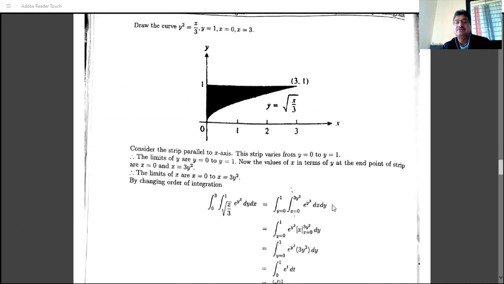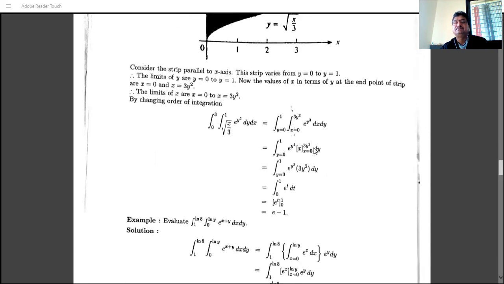X runs from what? In order to integrate with respect to x, take a strip parallel to the x-axis. Draw the strip parallel to the x-axis like this. One end touches x is equal to 0, so x is equal to 0 is the lower limit, and the other end touches the curve y is equal to root x by 3. Solving this for x, taking the square of both sides, y square is equal to x by 3, and therefore x is 3y square. 3y square is the upper limit. In order to cover this region, we move the strip parallel to the x-axis from 0 to 1, so the limits of y are 0 to 1, and then e raised to y raised to 3.